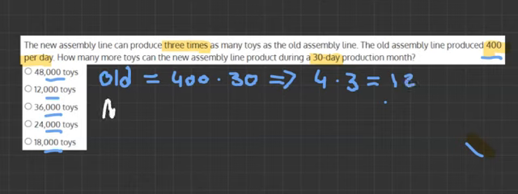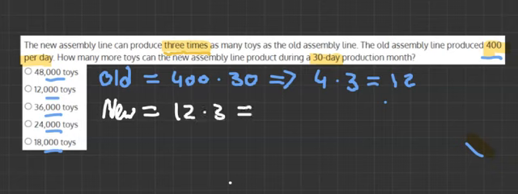And now for the new assembly line. So I'll write new over here. And we know that the new assembly line is going to be 3 times as much as the old assembly line. So if the old assembly line is 12, we'll write that in. We just need to multiply this by 3.